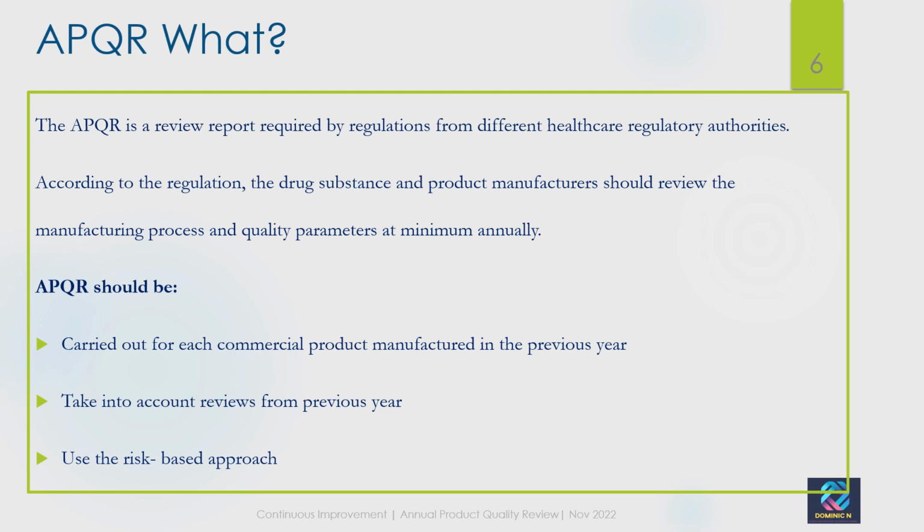APQR is a review report. It's a report that's required by regulation from different healthcare authorities. We would see most of these healthcare authorities require the APQR. According to regulation, the drug substance and product manufacturers should review the manufacturing process and quality parameters at a minimum annually. APQR should be carried out for each commercial product manufactured in the previous year. It should also take into account reviews from the previous year. It should use a risk-based approach.